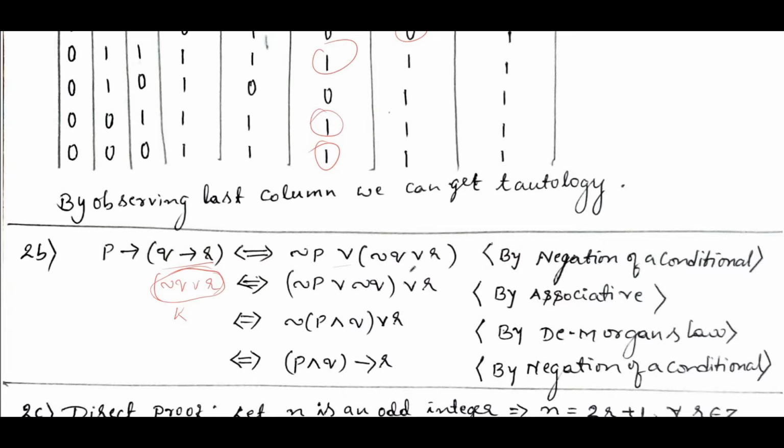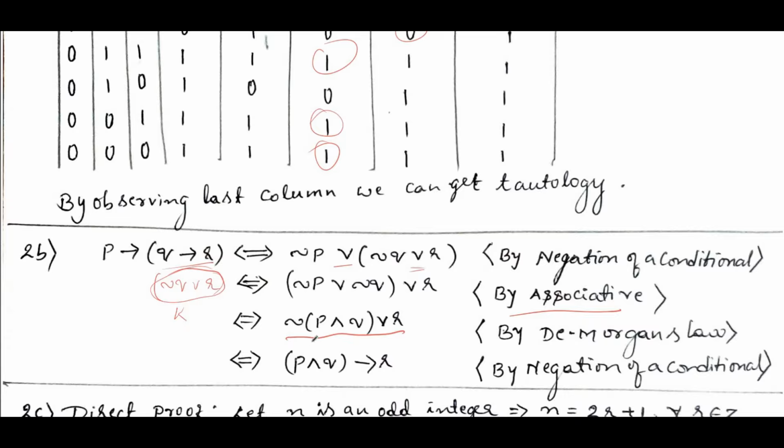As I observe in this compound proposition, both have disjunction with a bracket, so I will change the bracket. That is called the associative law. I have applied the associative law and changed the bracket. Then I will apply De Morgan's law. De Morgan's law says that negation P disjunction negation Q can be written as negation of (P conjunction Q), disjunction R.